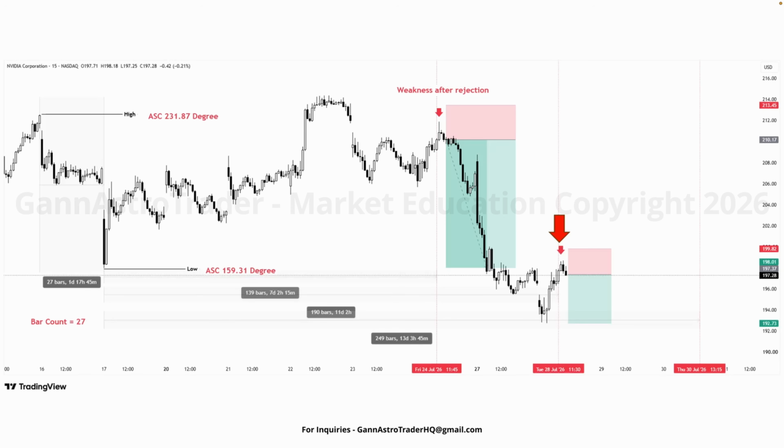We are watching the time. As NVIDIA approaches this second projected window, notice how price begins to recover from the previous decline and then pushes into the projected area. And once again, we see a rejection develop around the calculated time.